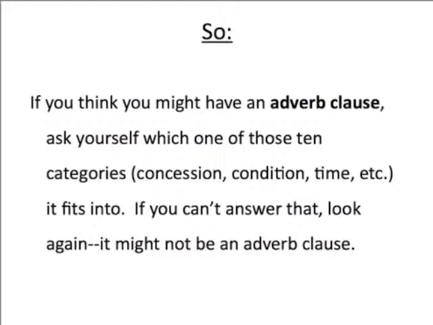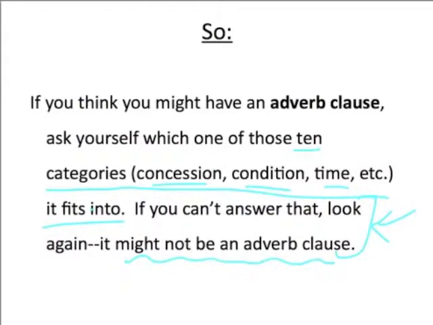And on the tests, too, I'm not just going to have one page of only adverb clauses or one page of only noun clauses. I'm going to give you a bunch of sentences that have subordinate clauses in them, and you have to figure out which one is which. So one way you can figure out whether you're dealing with an adverb clause is to ask yourself which one of those 10 categories it fits into. Remember, your book talked about concession, condition, time, cause, manner. Which one of those would it be? If you can't answer that, look again. It might not be an adverb clause. That's why those 10 categories are most helpful, because they help you identify an adverb clause.